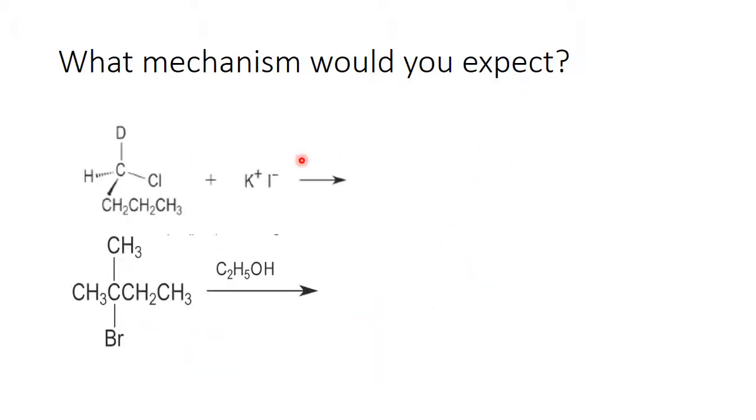What mechanism would you expect from these reactions? If I look at this carbon, you can see it's a deuterium and a hydrogen and then a propyl group on it. This is a primary carbon. Deuterium is nothing more than a hydrogen, no bigger. So this carbon is going to undergo an SN2 reaction. The iodide is going to come and displace the chlorine. The product is going to be inverted. Notice the inversion.